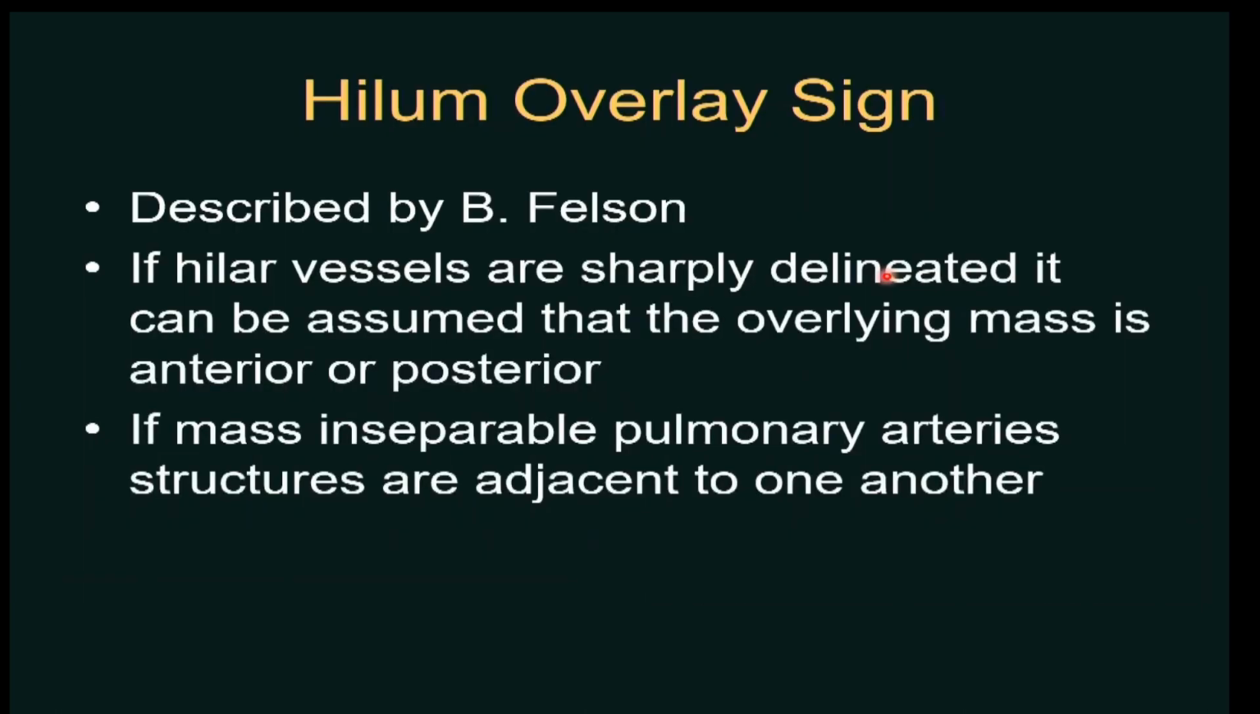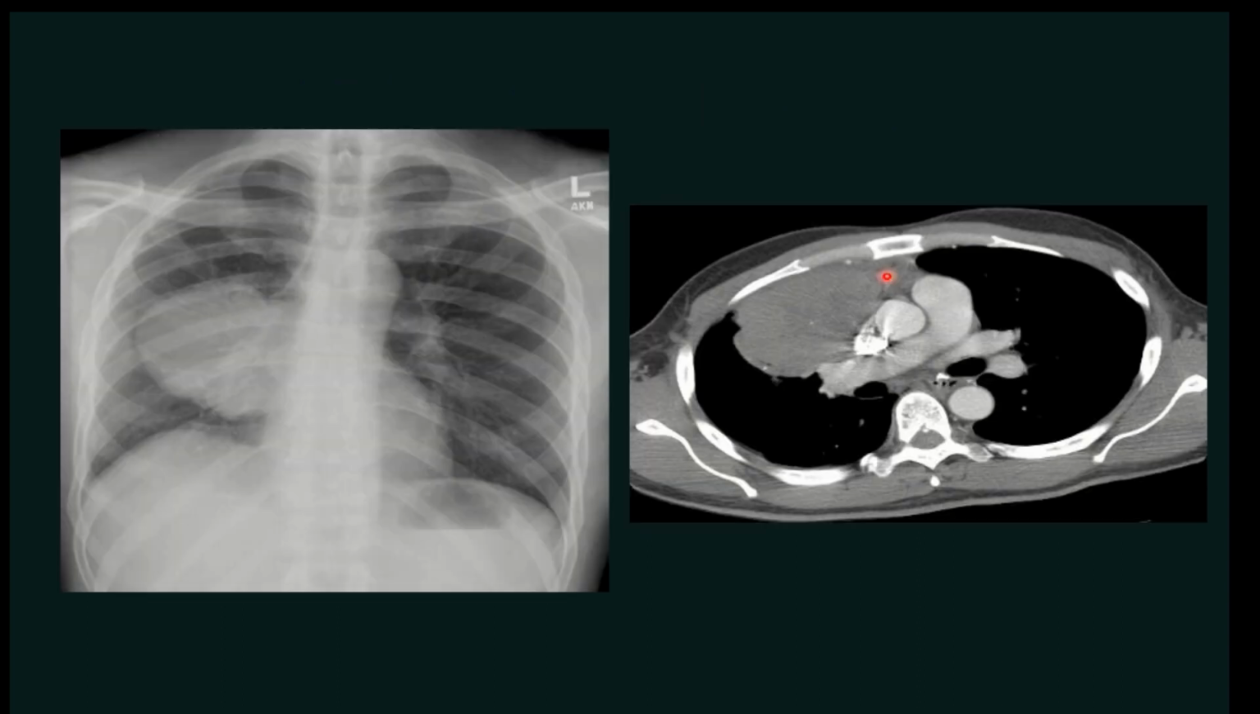Hilum overlay sign, again an important sign, helping us to locate whether the lesion is at the hilum, anterior to the hilum or posterior to the hilum. It is a very straightforward sign. The hilum, we know all the contents of the hilum, right? Whenever we see the inferior descending pulmonary vessel clearly, and you have an opacity at the hilum but still see the vessel clearly, that means this opacity is either anterior or posterior to the hilum.